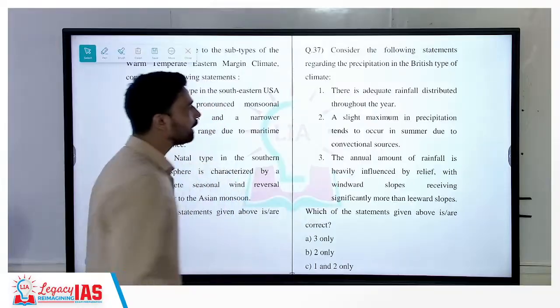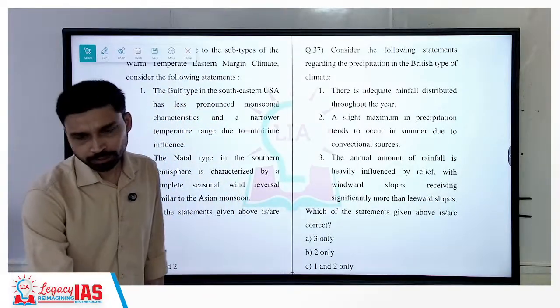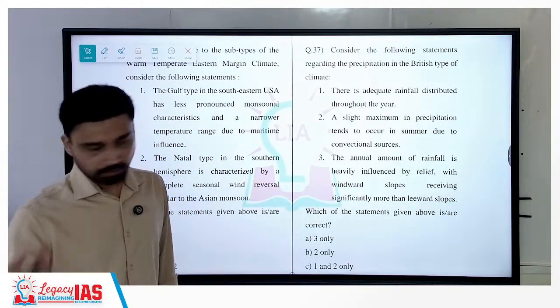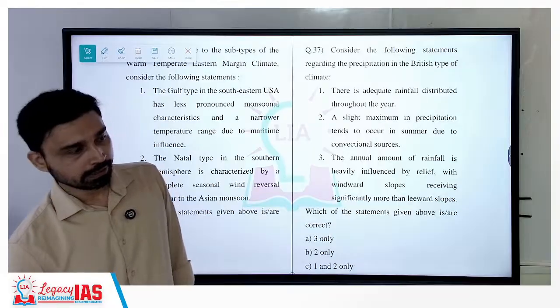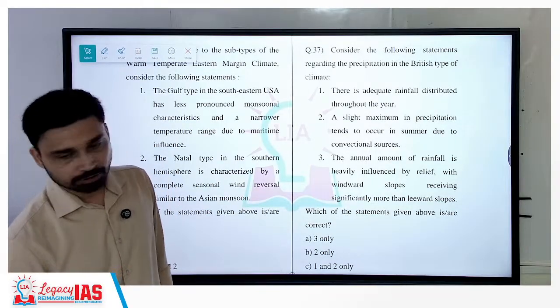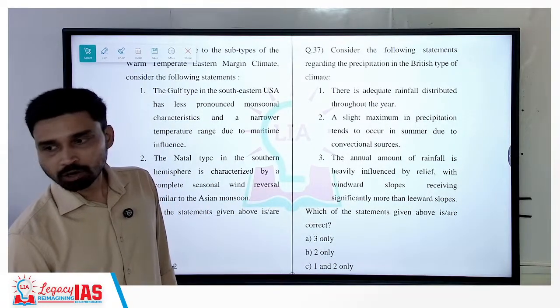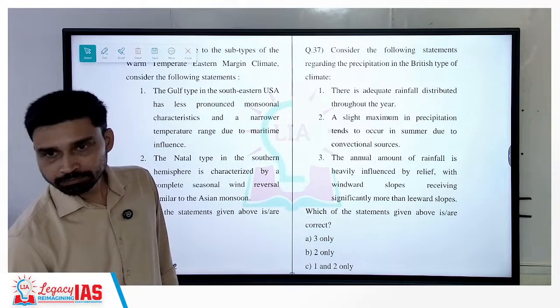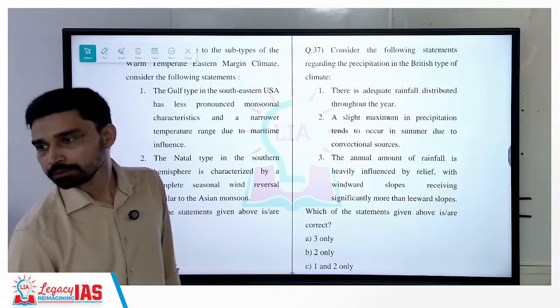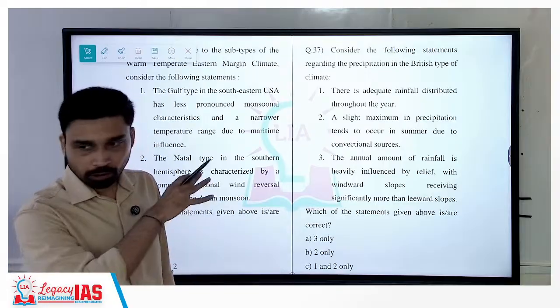British type of climate, adequate rainfall distributed throughout the year. True, because westerlies are continuously flowing. Britain is an island, in the region where westerlies are flowing from sea to land. If they are continuously flowing from sea to land, they are bringing continuous moisture. That means rainfall will be distributed throughout the year.